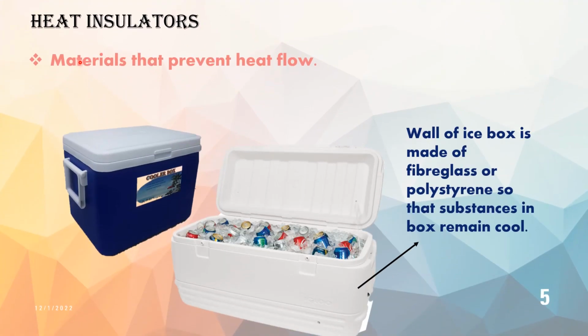Heat insulators are materials that prevent heat flow. The materials can be plastic, rubber, and wood. The first example of a heat insulator is an ice box. Normally, we put cold drinks such as Coca-Cola or Pepsi into the box. We will put ice into the box to keep the drinks cold too. The wall of the ice box is made of fiberglass or polythene, so that substances in the box remain cool.